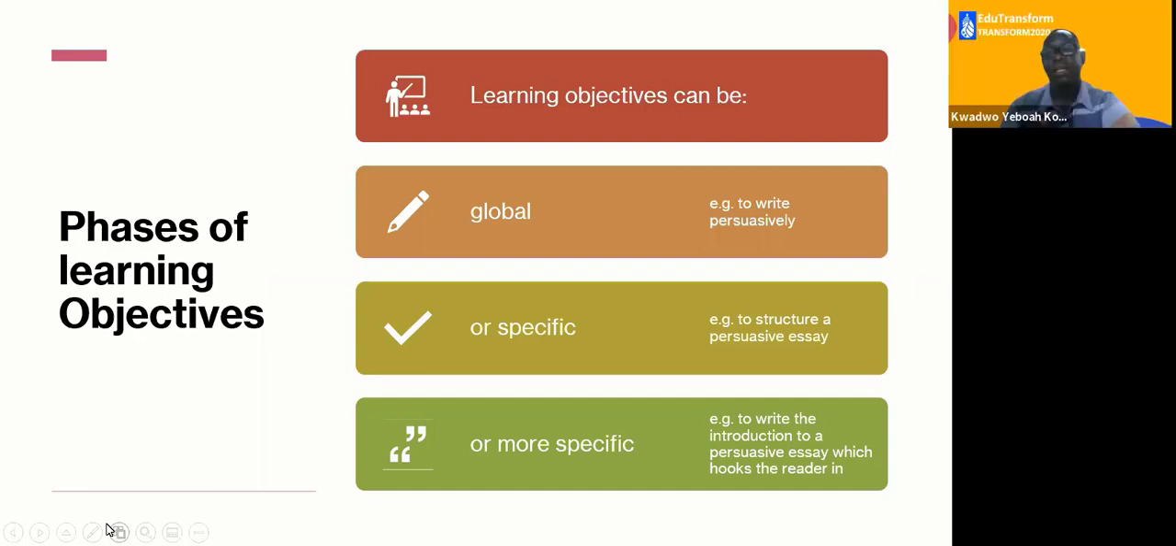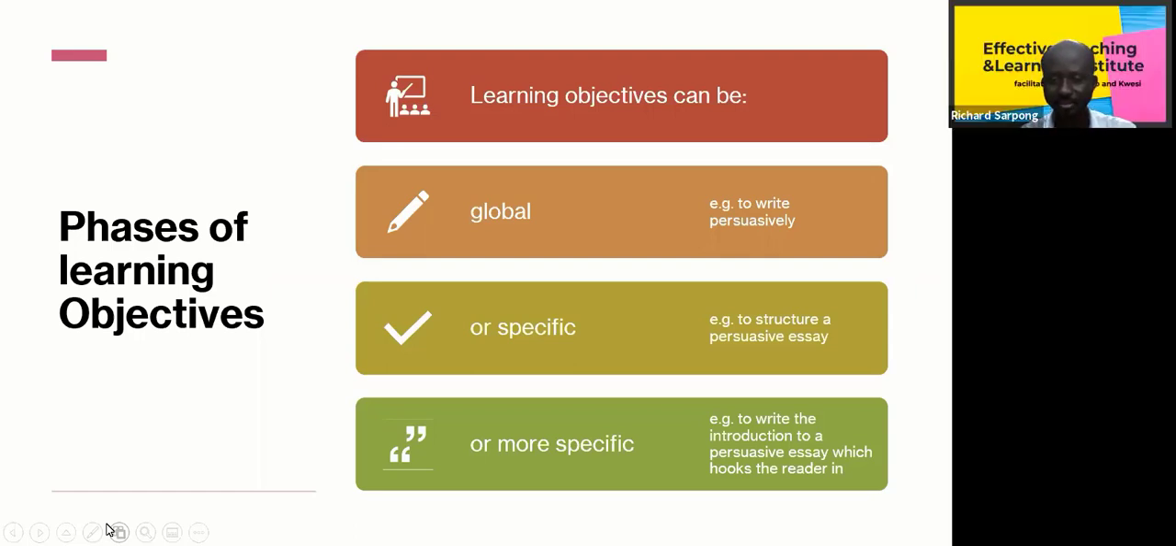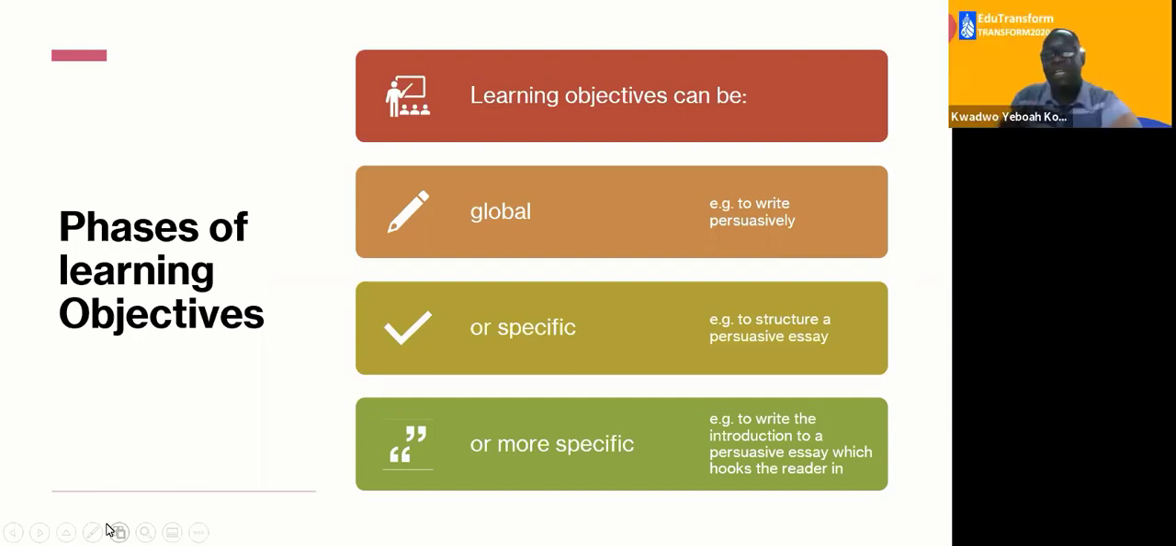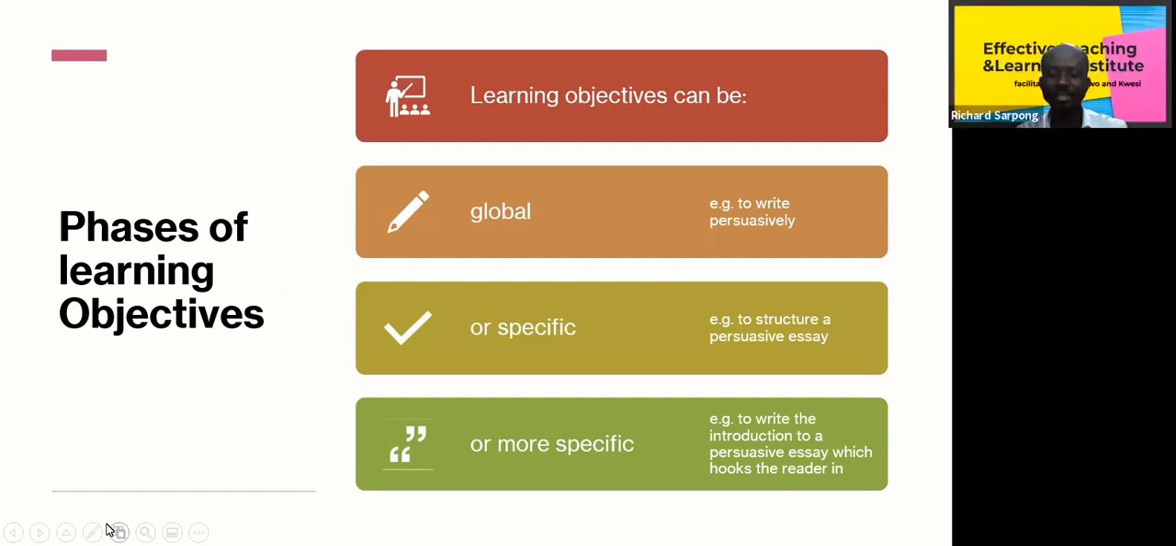So if I'm the teacher, within the week, I could be focusing on helping my learners write persuasively. Yes. But then within each lesson, I can have specific learning intentions that we focus on in order to arrive at that end game of being able to write persuasively. Perfect. Yes. Okay. All right.